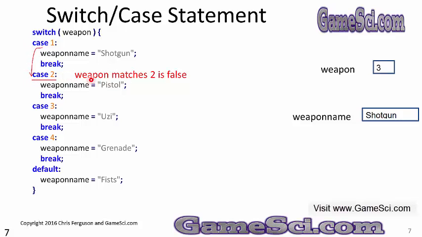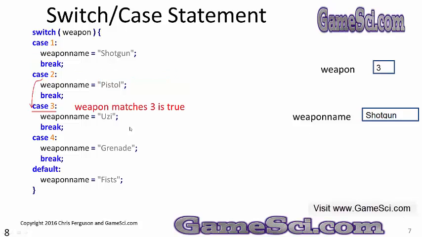When we check case 2, weapon, which contains a 3, matching case 2 is a false statement. It is not a match. Weapon does not match case 2. So as you would expect, we're going to skip case 2 and go to the next case. The next case happens to be case 3. The value in weapon does match 3. Weapon contains a 3, case 3, it's a match. Since this is a true statement, it's going to execute the code in case 3. So weaponName equals Uzi executes. You can see my weaponName variable changed to Uzi.